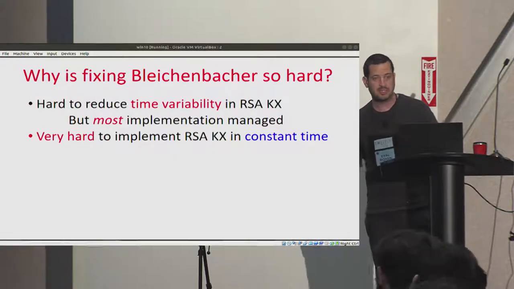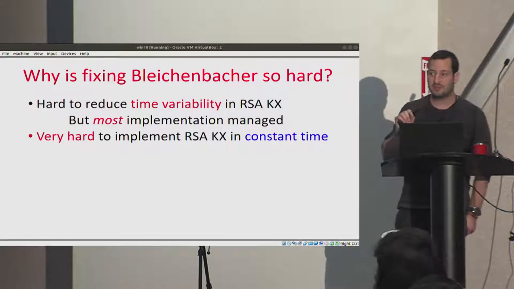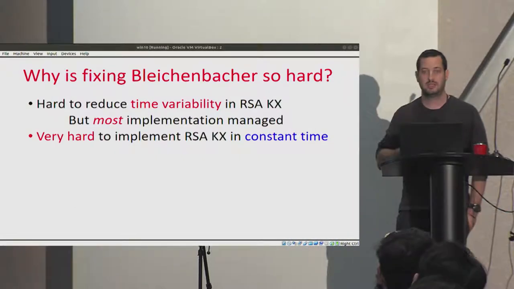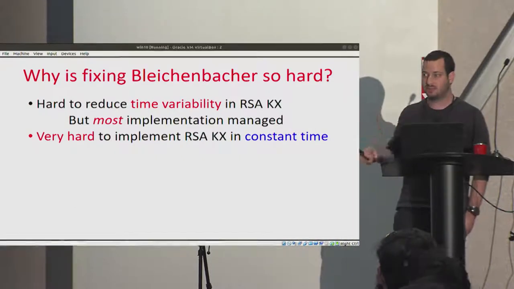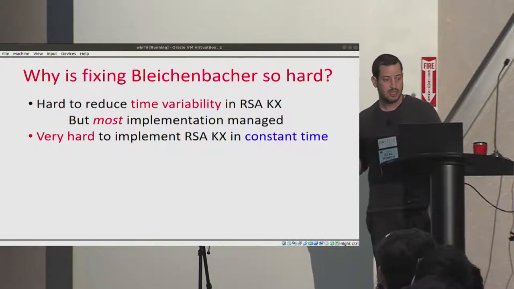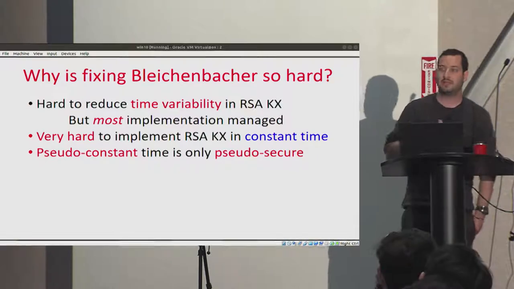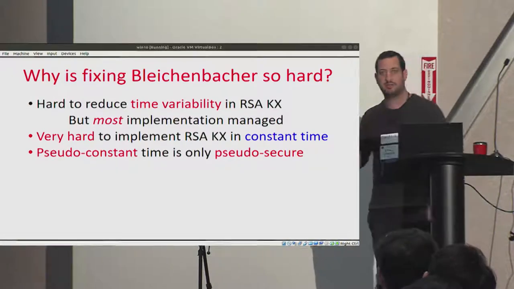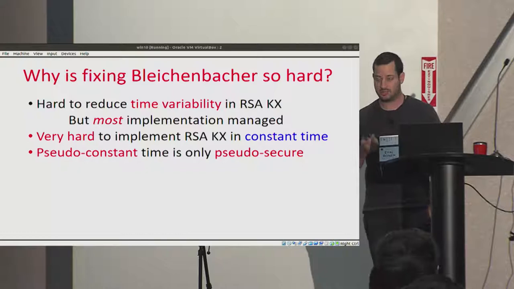However, it is very, very hard to implement this in what we call full constant time. Full constant time means that there's not a small time variability, there is no time variability. The software behaves the same way no matter what the padding check returns. And as we've seen many times before, pseudo constant time implementations are only pseudo secure.